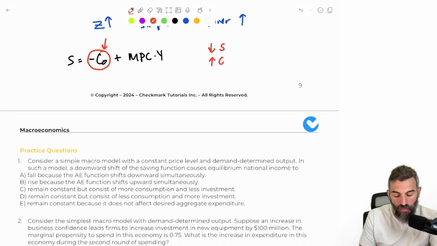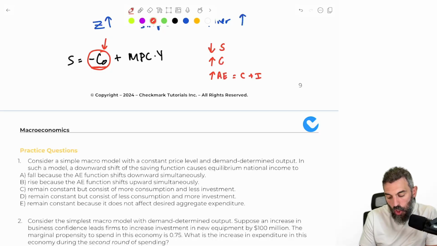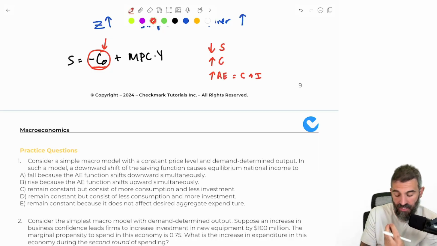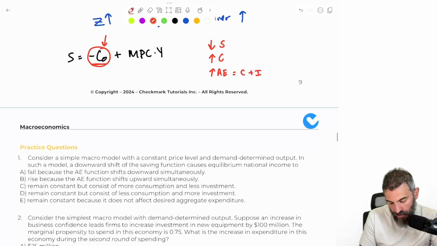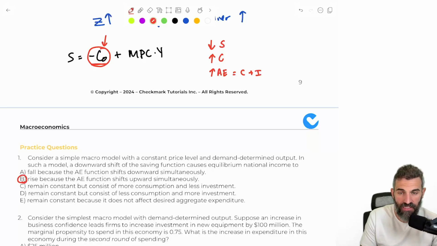And if you're consuming more, your aggregate expenditure is increasing. Because again, what is aggregate expenditure? Consumption plus investments. And because we said it was the autonomous part, because it's a shift, you're going to have a shift in your aggregate expenditure function, and it's going to be a shift upwards. So this will cause the equilibrium national income to rise because the AE function will shift upwards simultaneously.